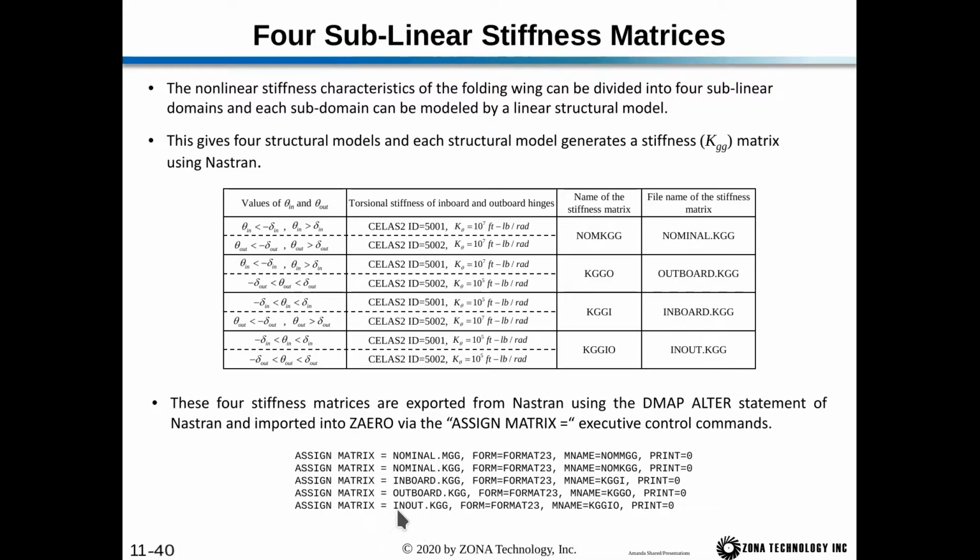Our nominal KGG matrix is named nominal KGG. Our in-out KGG matrix is named KGGIO. Our inboard KGG matrix is named KGGI, and the outboard KGG matrix is named KGGO. And then we also import the nominal mass matrix, which is named NOMMGG.